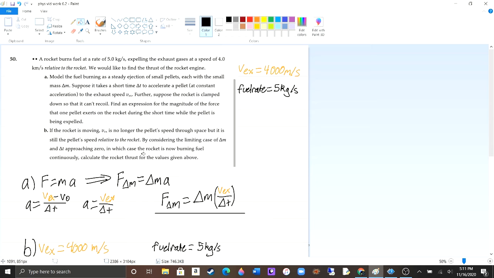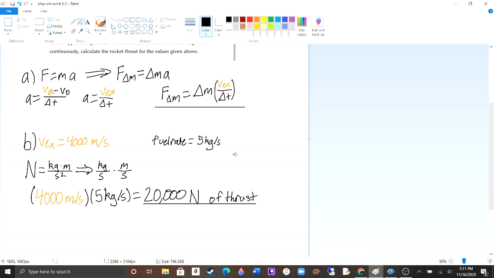Because delta t is approaching 0, which makes it so that the rocket is now burning fuel continuously, we can use this fuel rate of 5 kilograms per second to model for that continuous fuel consumption. So we have our fuel rate, 5 kilograms per second, and our exhaust velocity, which is 4,000 meters per second, and we know that the units for newtons is kilograms times meters per second squared, which can be separated into kilograms per second times meters per second, and we see that those units match up with these. So all we have to do is multiply the two, and we will see that the force of thrust is 20,000 newtons.